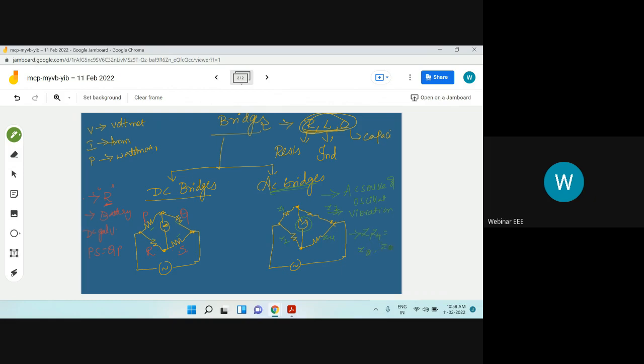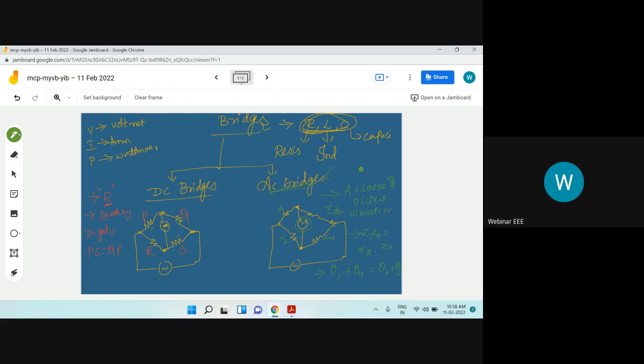So these are the limbs, and here the balanced condition will be Z1 into Z4 is equal to Z2 into Z3. As it is AC, the phase angles will also be considered. So theta 1 plus theta 4 is equal to theta 2 plus theta 3. So these two are the balanced conditions for AC bridges.